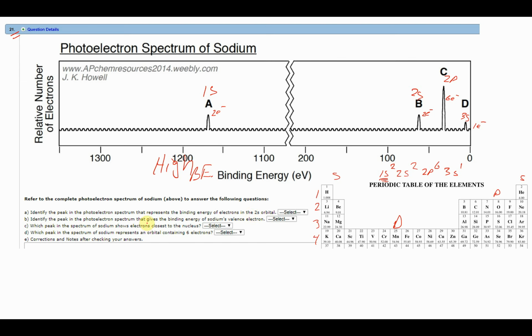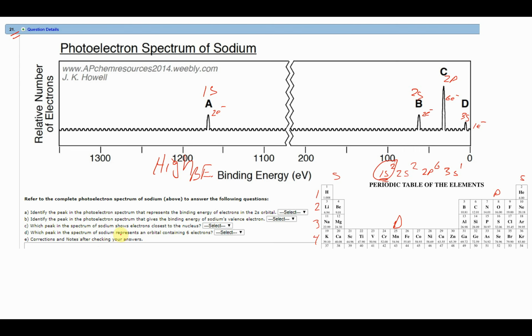Identify the peak in the photoelectron spectrum that gives the binding energy of sodium's valence electrons. You remember sodium has 1 valence electron in the 3s orbital, so I think that's probably going to be D. Which peak in the spectrum of sodium shows electrons closest to the nucleus? That would definitely be A, right? Because we're saying that the 1s's are closest to the nucleus.